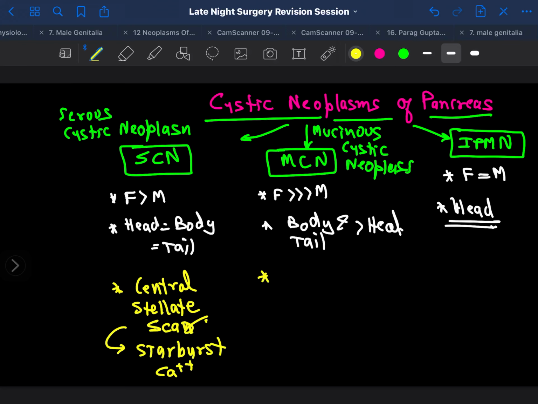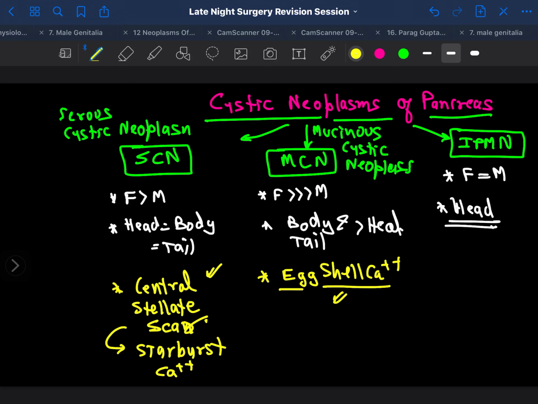In the mucinous cystic neoplasm, what features do you get? You get something which is called an eggshell calcification. Please understand this. There's no such thing present in the IPMN, but you definitely need to remember that the central stellate scar and the starburst calcification are present in the serous cystic neoplasm, and the eggshell calcification is present in the mucinous cystic neoplasm. Okay, I hope you got this particular point.